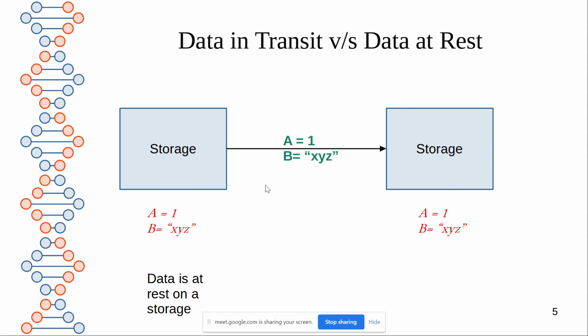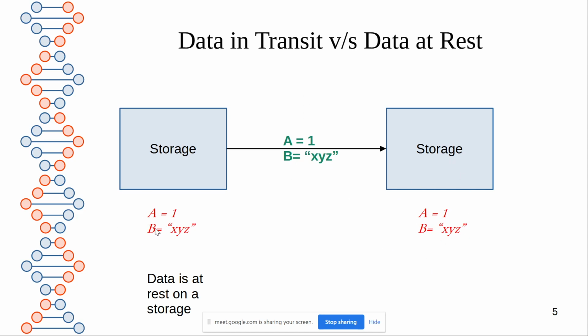It can mean anything. It can be traveling all the way over the internet from India to America. So data can be traveling through the wires, through the cables, or through the Wi-Fi device, anywhere. So A is equal to 1 and B is equal to XYZ travels all the way, and then you are finally seeing it over here on the other end.